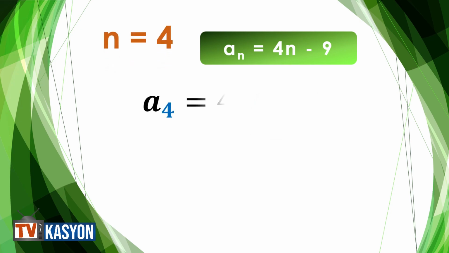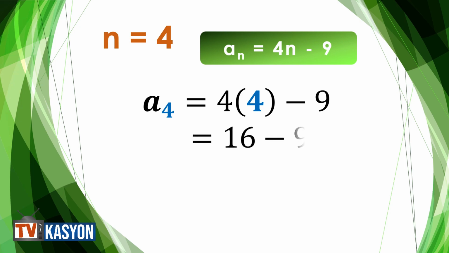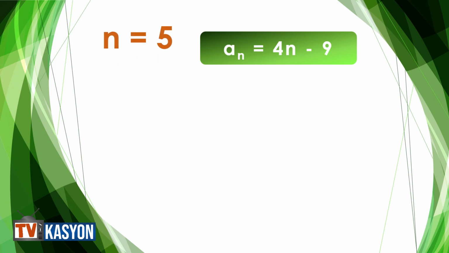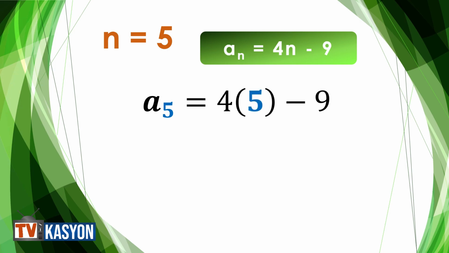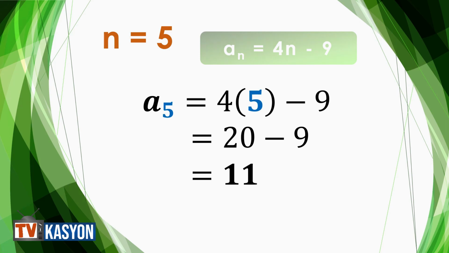For the fourth term, where n is equal to 4, we write a sub 4 equals 4 times 4 minus 9. 4 times 4 is 16. Minus 9, we get 7. For the fifth term, where n is equal to 5, we write a sub 5 equals 4 times 5 minus 9. 4 times 5 is 20. 20 minus 9 is 11.